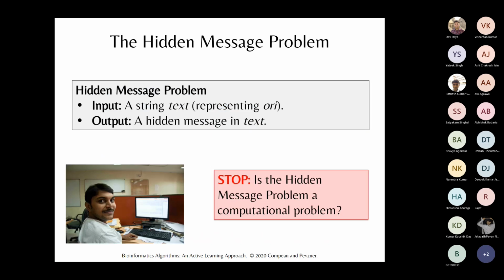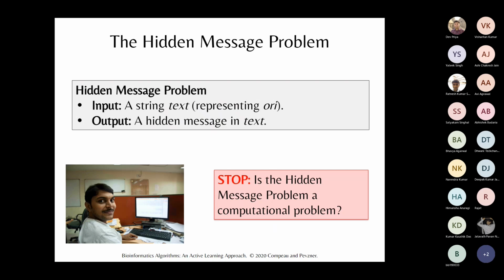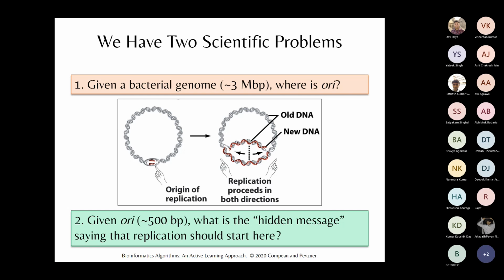So now the problem that you have defined is computationally finding hidden text within an input string, which is going to be your genome. So now again, we have two scientific problems. First is, given a bacterial genome, which is approximately 3 million base pairs, where in this genome do you have the ori? The second problem is, given an ori which is approximately 500 base pairs, what is the hidden message which says that the replication should start here? Are these two problems clear to everybody?